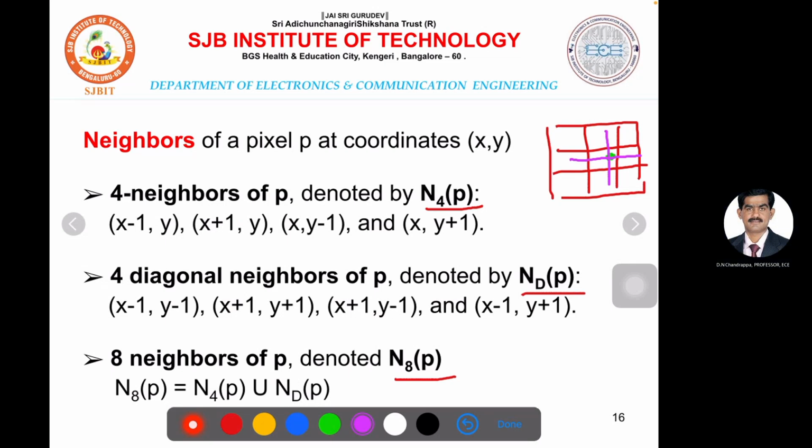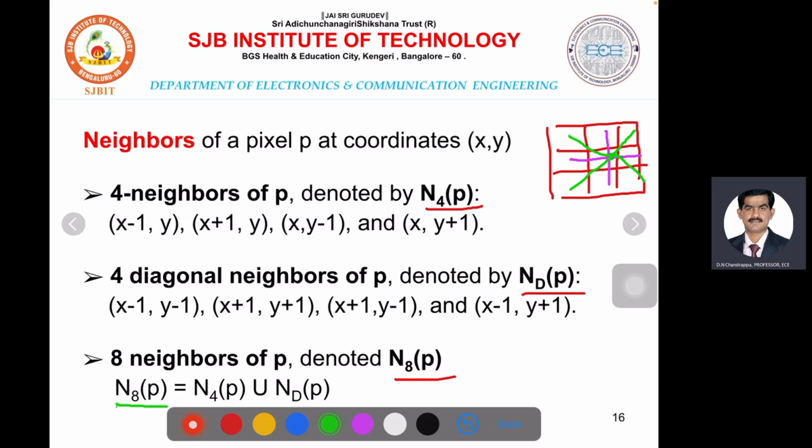Similarly, ND pixels are the diagonal pixels of the center pixel, this and this. These are the diagonal pixels. So considering both N4 and ND, it will become N8 pixels, N8(P) pixels.